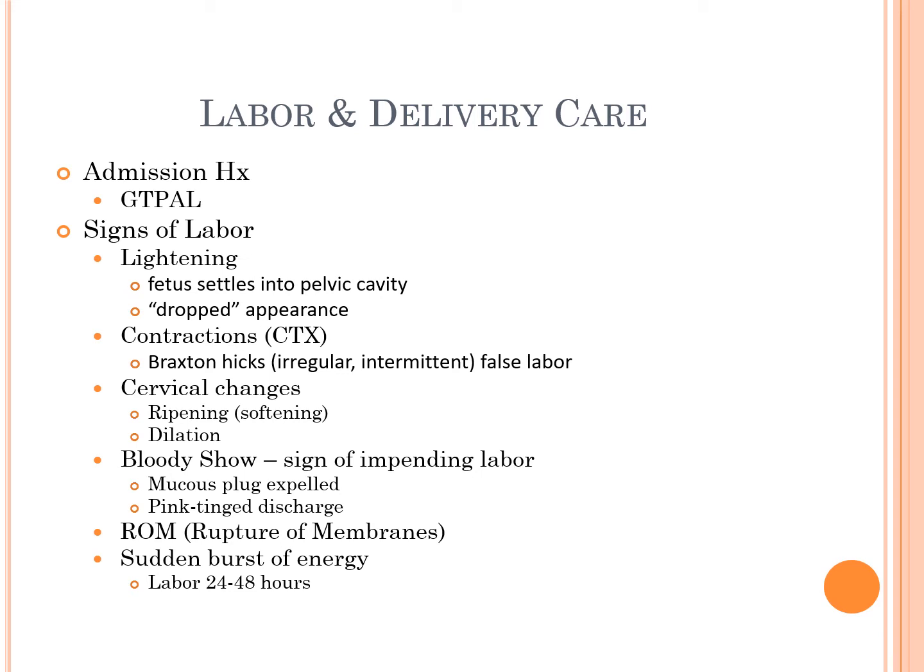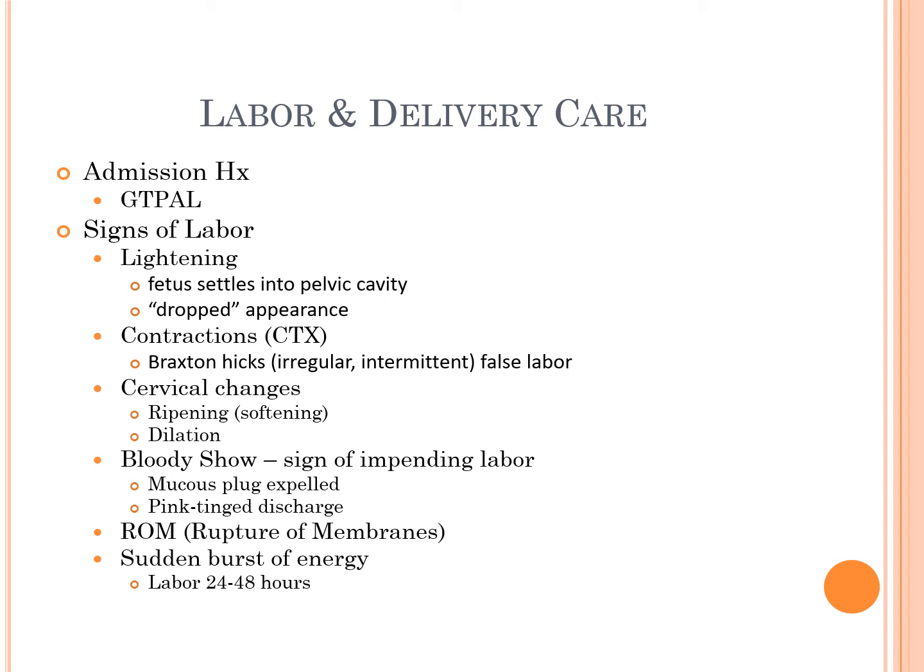And my gravida para is still G5, P4. So I've had 5 pregnancies, 4 vaginal deliveries post 20 weeks. One of those was a stillbirth at 39 weeks. So I have 3 living children.